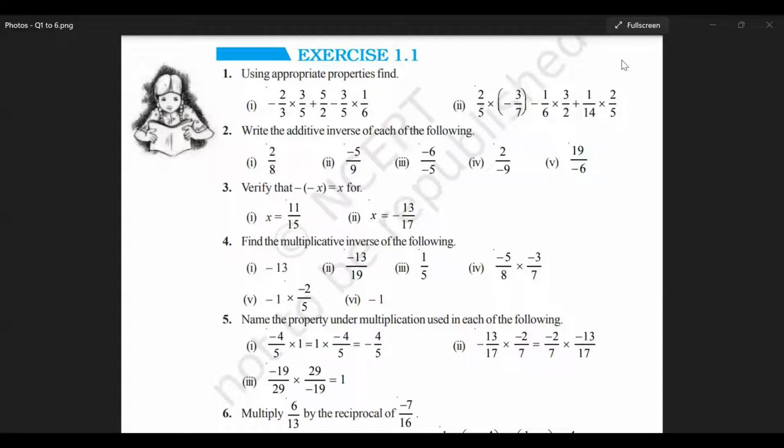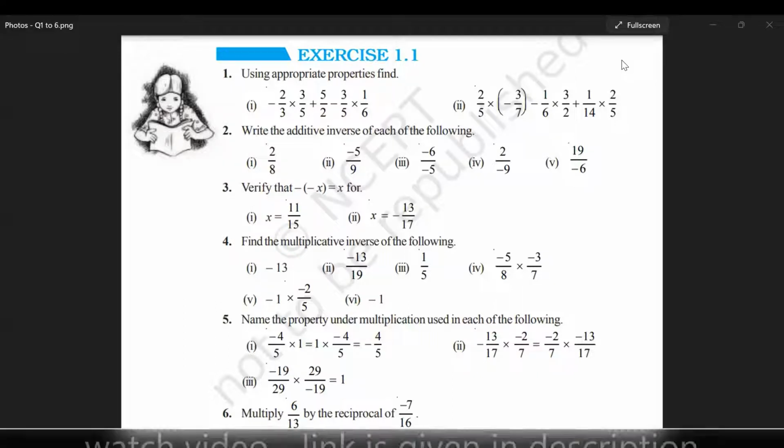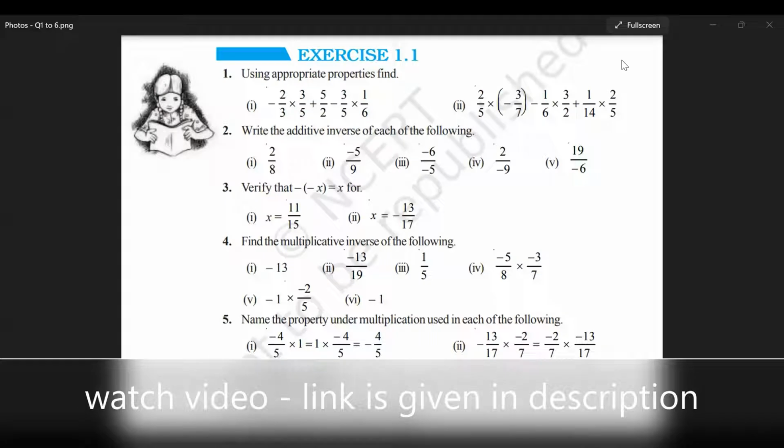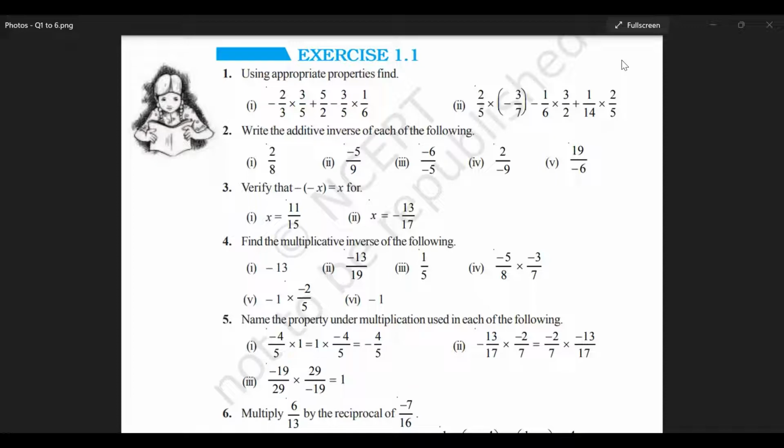What properties? Like the properties which I discussed in my previous video, in which we were discussing the closure, commutative, associative, distributive properties. So in this question, you have to just check out which property you have to apply. So I'll describe it in detail. Let's see how to solve this question.